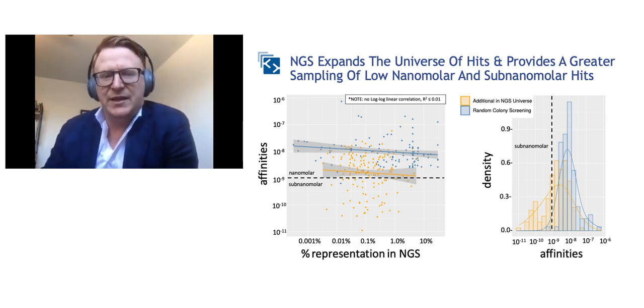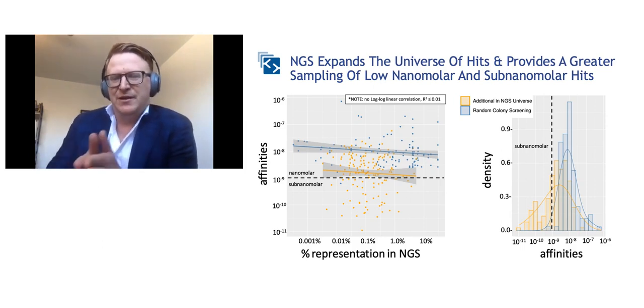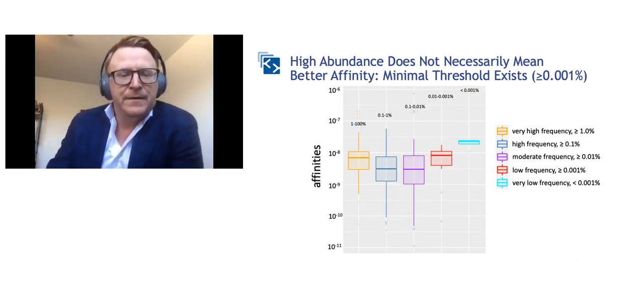This may not always be the case. Sometimes you'll have a lot more winners that may be representative. It's all about exploring that diversity space more efficiently and effectively.